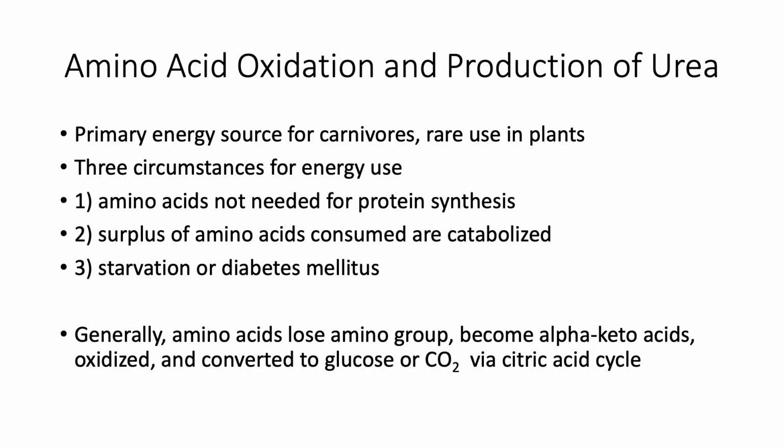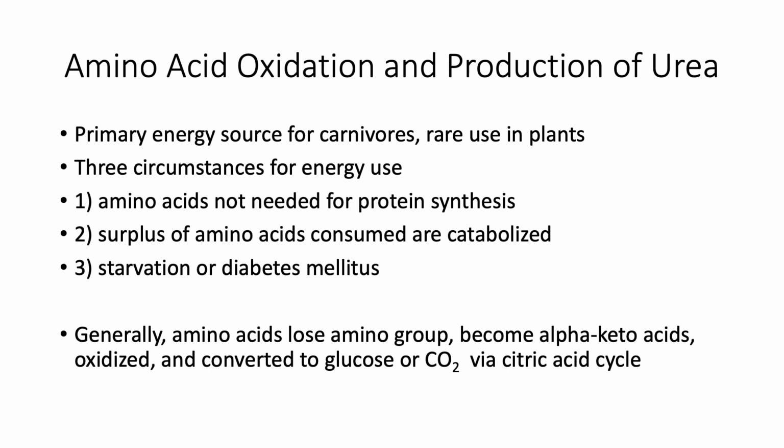Hello, this is talk number 26 in a series from the 7th edition of Principles of Biochemistry by Albert Lehninger. Today we'll be discussing amino acid metabolism, production of urea, and the urea cycle.